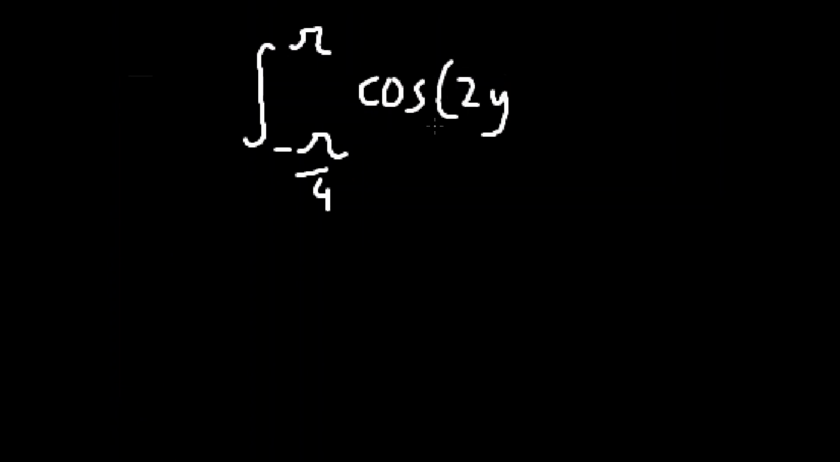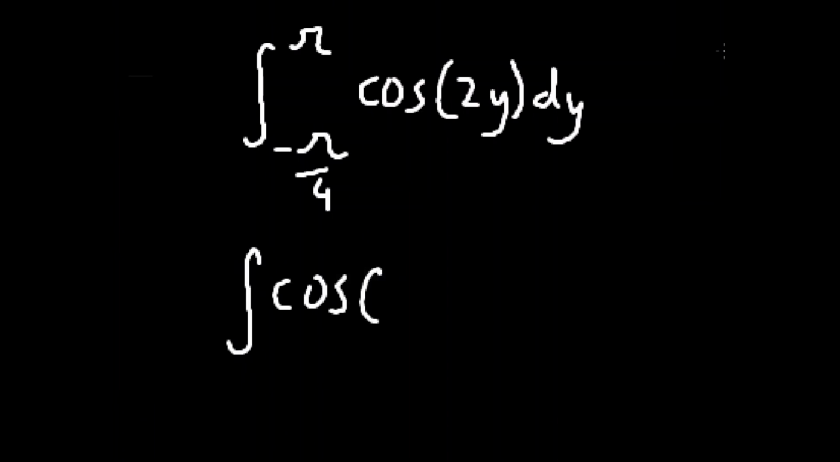We are trying to find this particularly horrendous integral from pi divided by 4 to pi for cos 2y dy. All right, that's pretty hectic, right? Let's make it easier. What happens if you were just trying to find the integral of just cos of y?